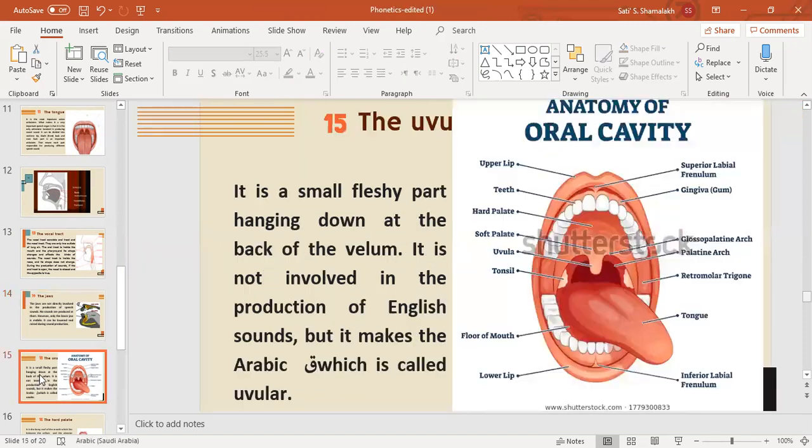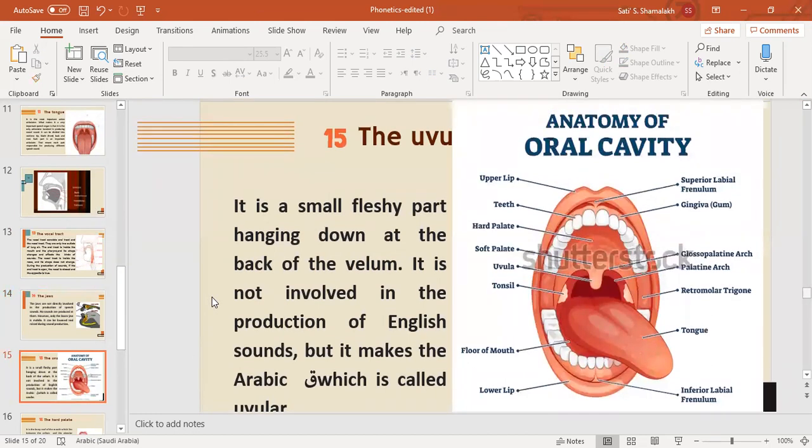Okay, now the last one, the anatomy of the oral cavity. Here is the anatomy of the oral cavity. You see in your oral cavity your tongue, the teeth of course, the lips, starting from down: the lips, the teeth, the mouth, the tongue, the uvula. You see the uvula, the upper teeth, the upper lips, and so on. This is the description of the oral cavity.